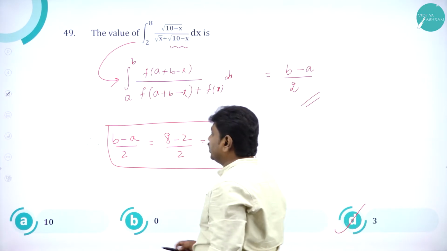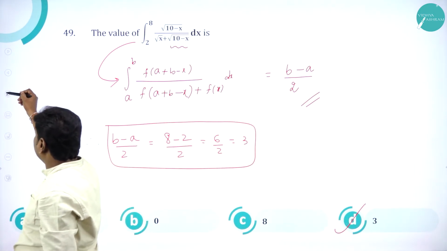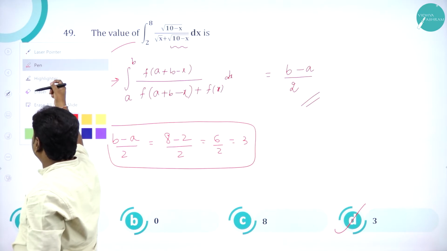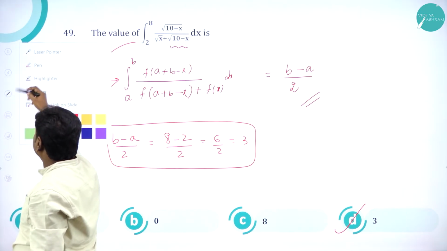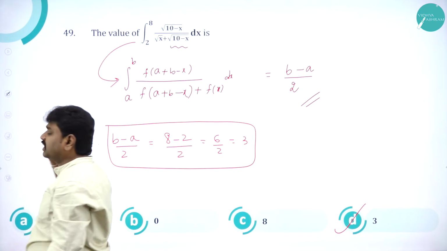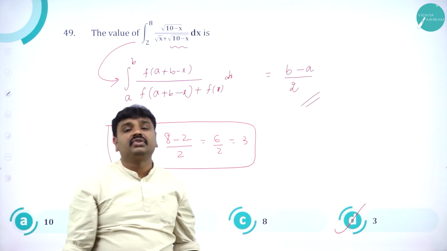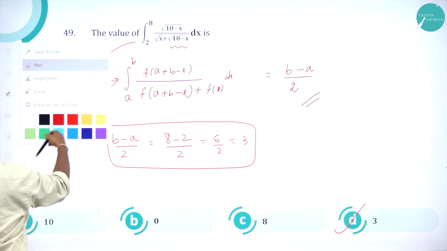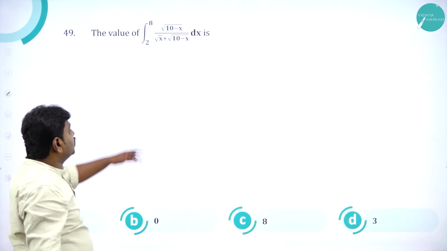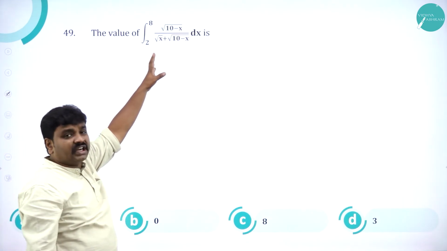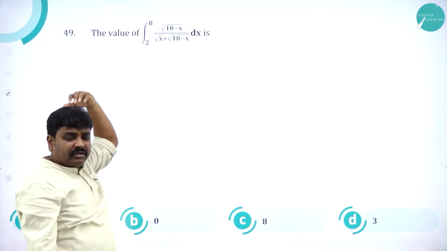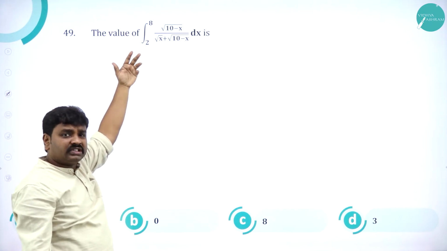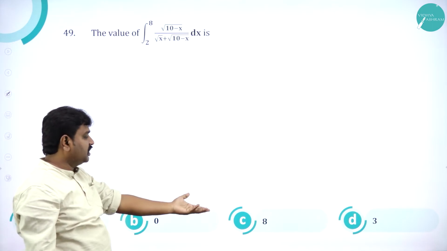I hope all of you understood this. Whenever the function f of x is a root, the process is faster. So, definite integrals definitely will save your time. For this question, there is no need for a script. To make you understand, just observe. It is in the standard form. Therefore, subtract mentally. 8 minus 2 is what? 6 by 2. 6 by 2 is what? 3. Tick 3.